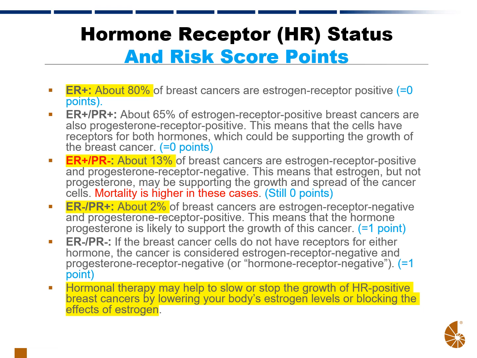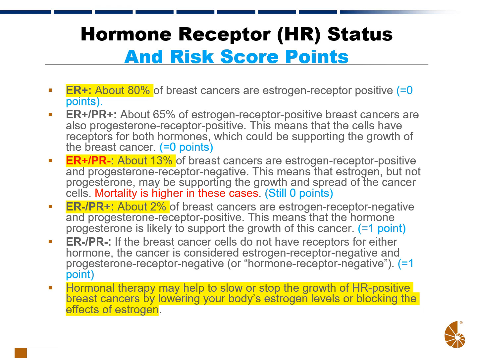So here are some key points that flow into this risk score. About 80% of breast cancers are estrogen receptor positive. In other words, you would not get a point for those. About 13% of breast cancers are estrogen receptor positive but progesterone receptor negative. You don't get a point, but I just wanted to let you know that the mortality is slightly higher in these cases.